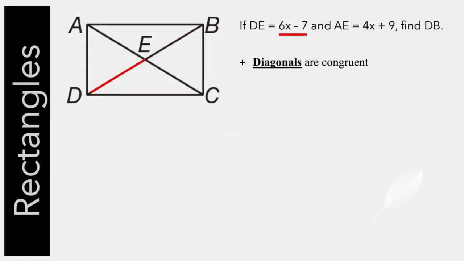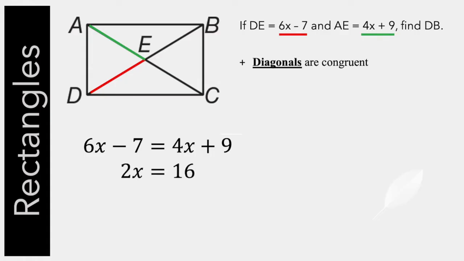What if DE equals 6x minus 7 and AE equals 4x plus 9? Well, the diagonals are congruent. They also bisect each other. Putting those two thoughts together, we know that DE and AE equal each other. So we can solve for x. Again, it didn't want us just to solve for x. This time, it wants us to find DB.